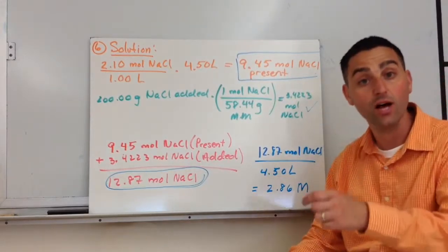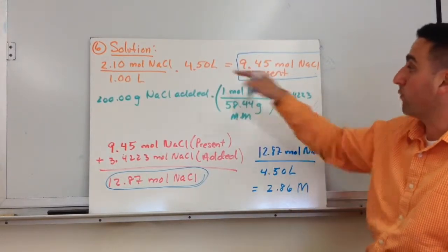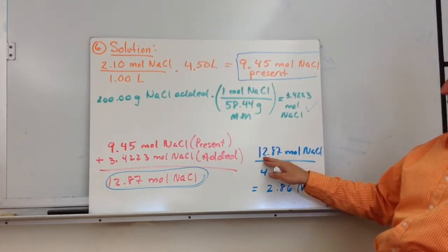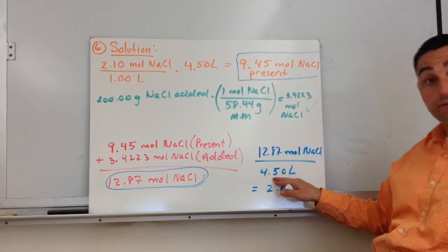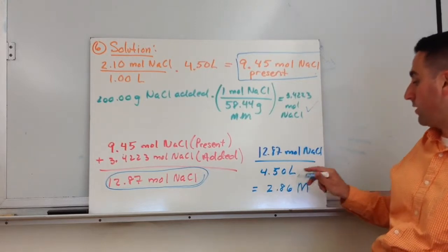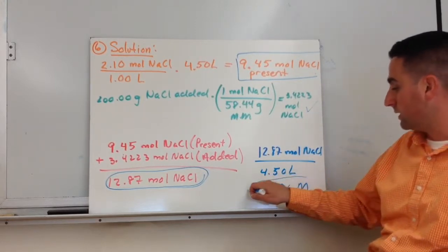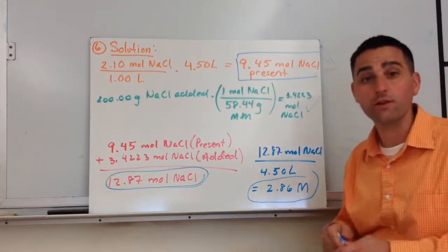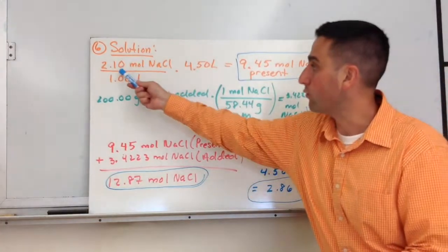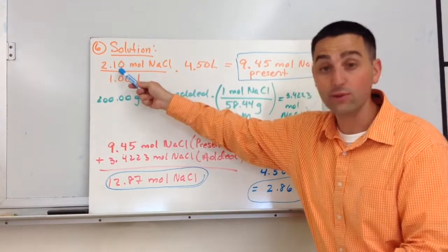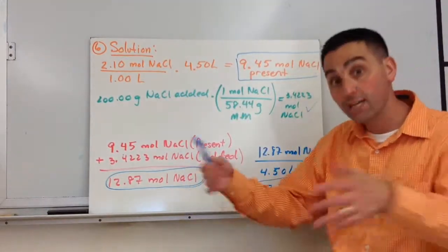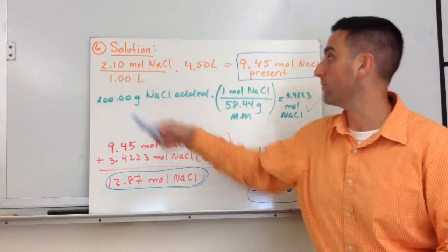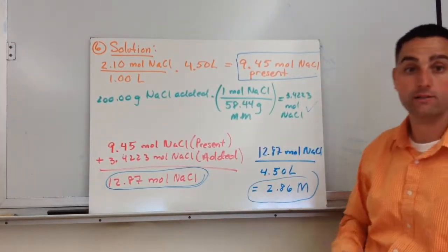That's what's dissolved in our 4.5 liters. So I take my total mole amount, 12.87, divided by my volume, which hasn't changed, and our new molarity is 2.86, right? Which makes sense, right? If you think about it, our original molarity was 2.10. We added more solute, we increased the concentration, and it went up from 2.10 to 2.86.